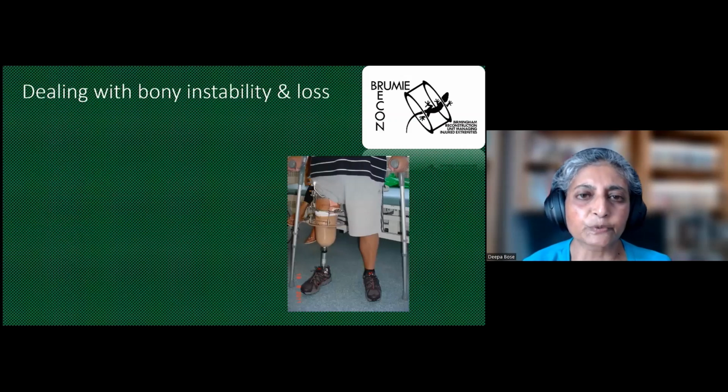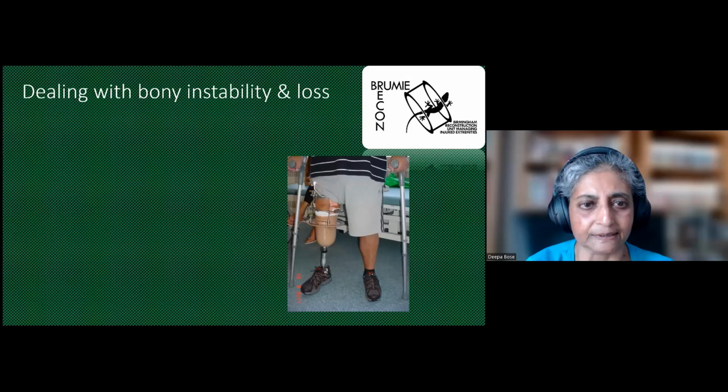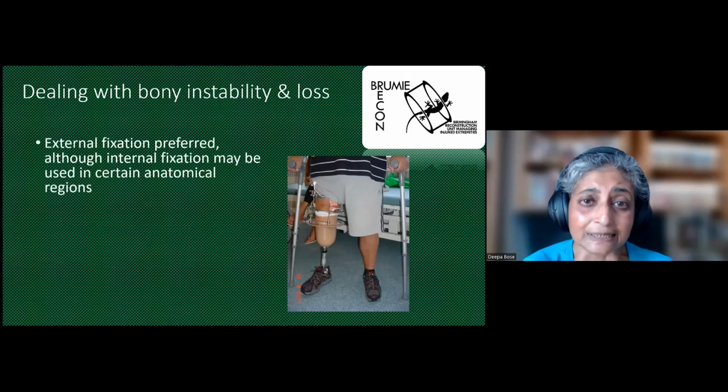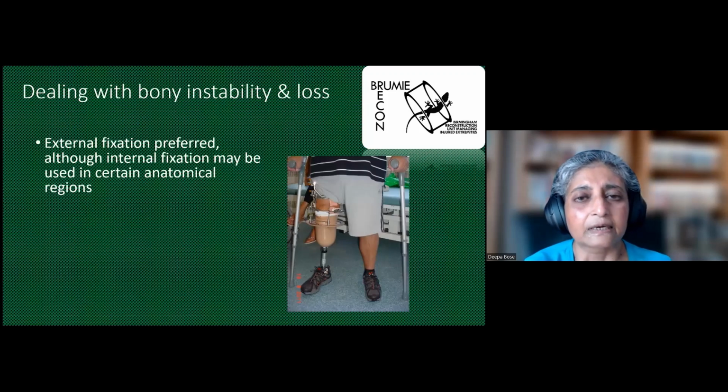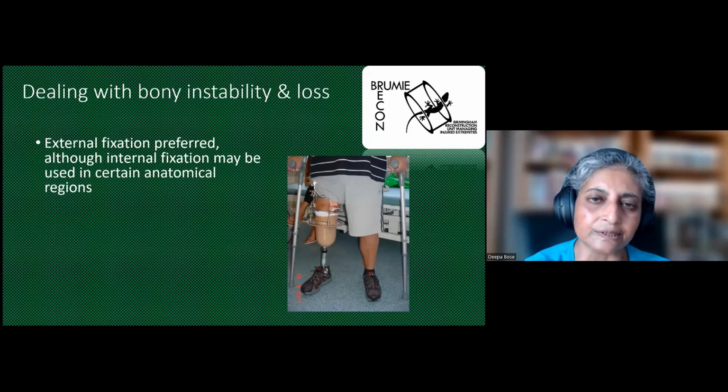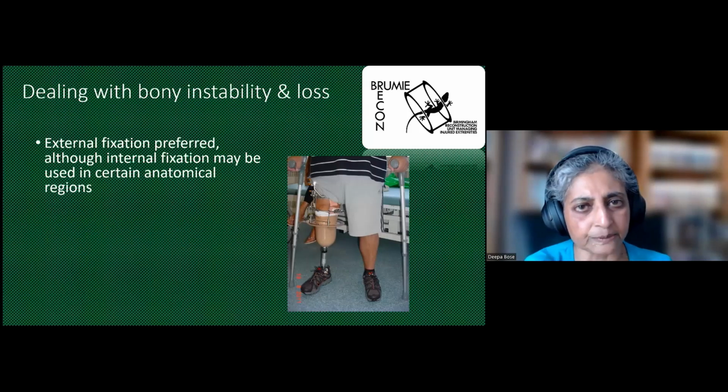Now, the other problem you may have is dealing with bone loss or bone instability. Generally speaking, in infected cases, we prefer external fixation. There are places where external fixation may not be appropriate, for example, around the hip or the pelvis, where it's difficult to control fractures. In those instances, you may still have to use internal fixation. But generally speaking, we prefer external fixation.